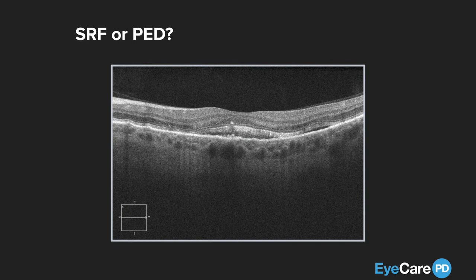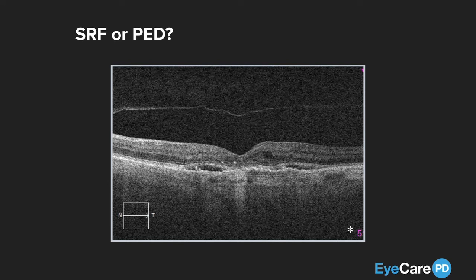What about this patient? Do they have SRF or a PED, subretinal fluid or a pigment epithelial detachment? I can't tell you how often I get referrals for patients just like this, and somebody will write pigment epithelial detachment, but I'm sure you know by now, just from my initial explanation, that this is a patient with subretinal fluid. Here's the subretinal fluid. Here's the subretinal fluid. Find the RPE, find the ellipsoid zone. The area between that's hyperreflective represents subretinal fluid. Wow, we're well on our way.